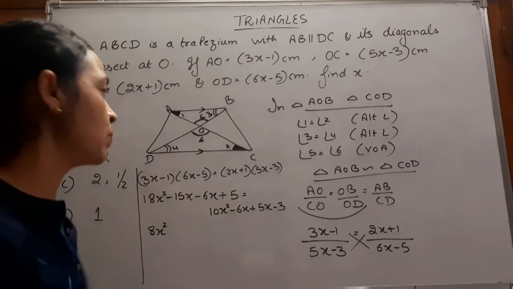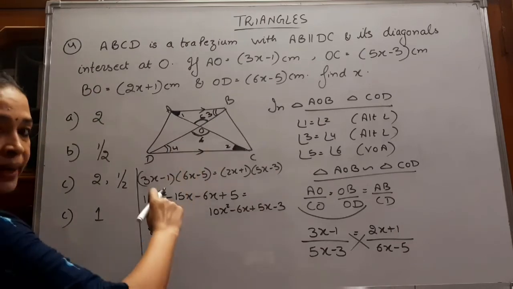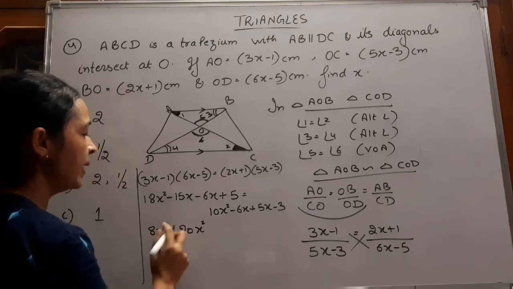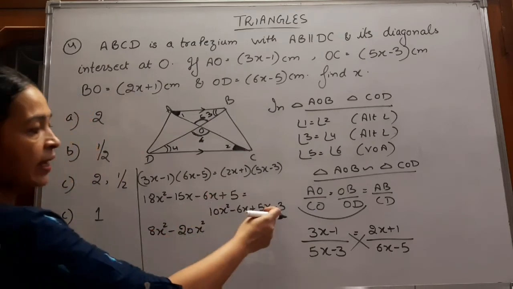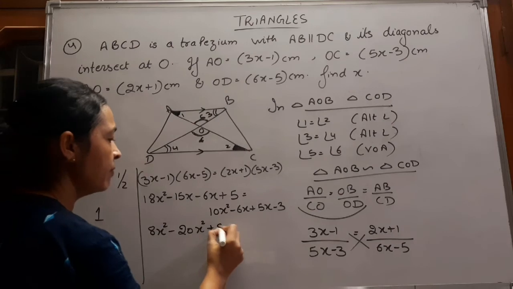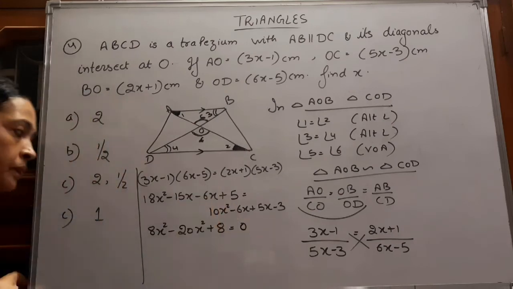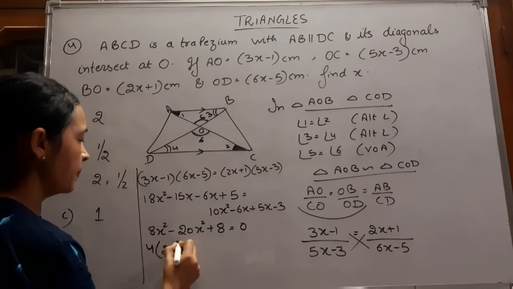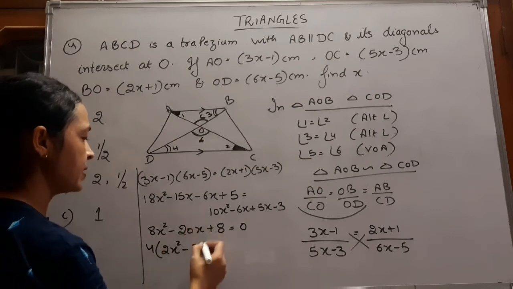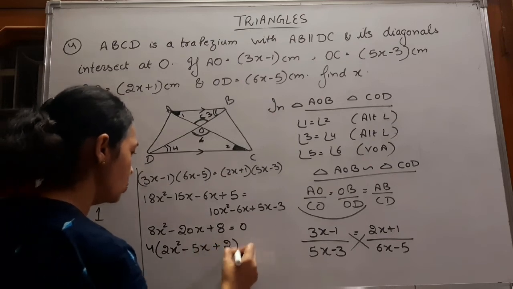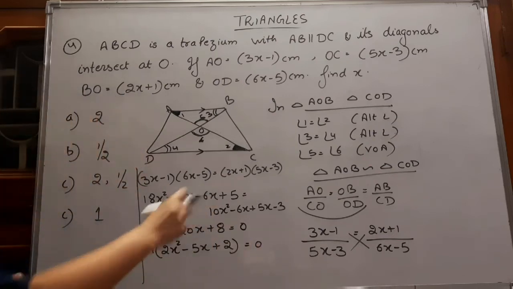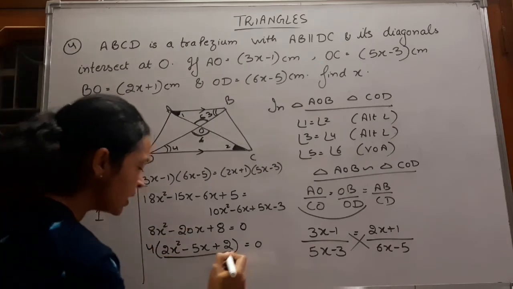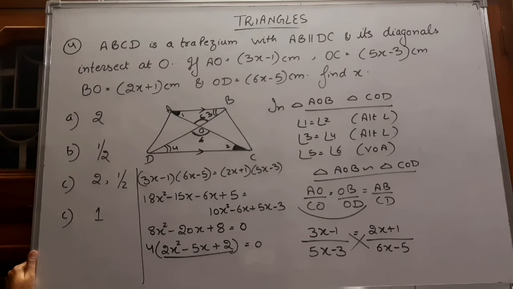Here we have minus 1x. Minus 21 plus 1, plus 20x, minus 20x. Plus 5 and plus 3, we have 8, equals 0. What is common? Take 4 common. We have 2x square, minus 5x, plus 2 equals 0. Take 4 on the right hand side, 0 upon 4 is 0. Now we have the equation 2x square minus 5x plus 2 equals 0.